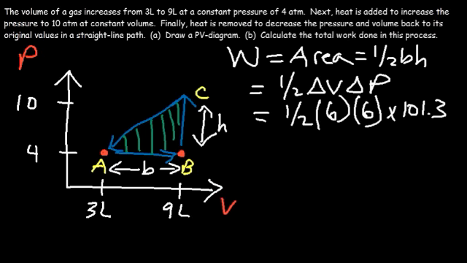So 6 times 6 is 36. Half of that is 18. So the work done is going to be 1,823.4 joules. Now, here's a question for you. Is the work done positive or negative?